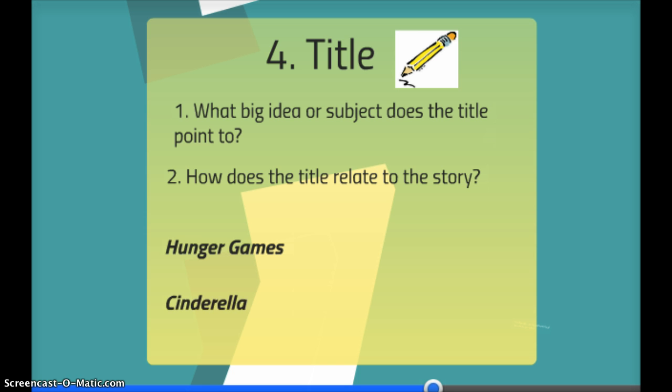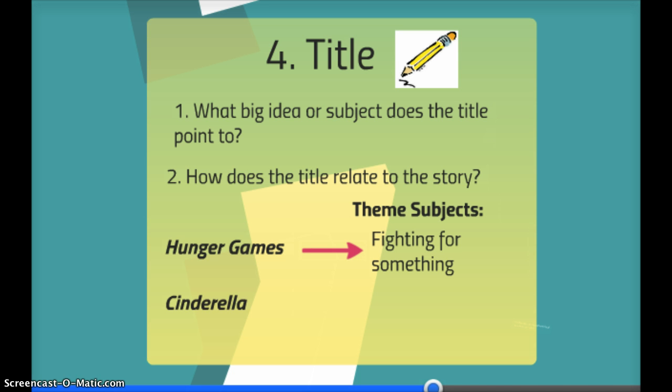Take The Hunger Games and Cinderella again. What possible themes, subjects could they introduce? Well, The Hunger Games is about fighting for something. Well, maybe the theme has a message about what it means to fight for something. In Cinderella, the subject is goodness. Well, what does the story teach us about goodness? And there you might have your theme. Okay, pause and write down in your own words how the title might point us in the direction of the theme.